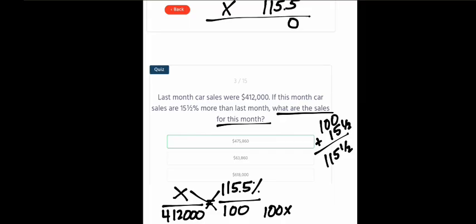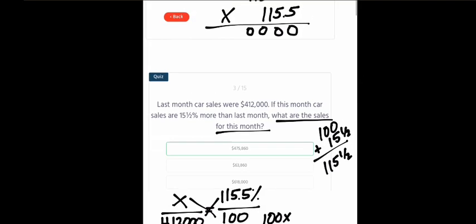So 5 times 0, 0. 5 times 0, 0. 5 times 2, 10. Carry the 1. 5 times 1. Actually, let me bring this down. Carry the 1. 5 times 1 is 5, plus 1 is 6, and 5 times 4 is 20. Next one, 0 for our placeholder. 5 times 0, 0. 5 times 2, 10. Carry the 1. 5 times 1, 5 plus 1 is 6, and 5 times 4 is 20.